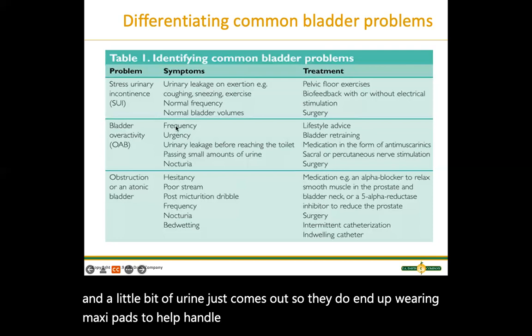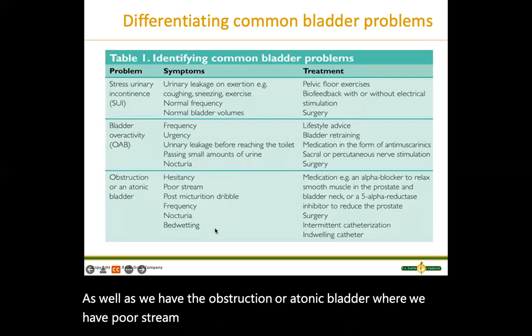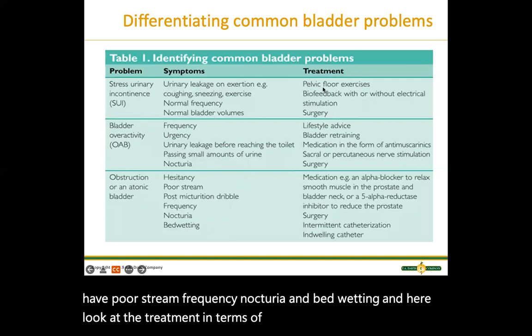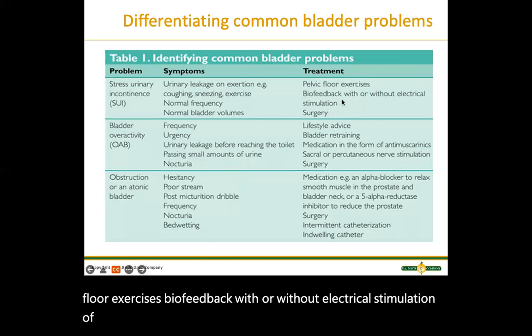We have bladder overactivity, where we have frequency and urgency and leakage before we reach the toilet, as well as the obstruction or atonic bladder, where we have poor stream, frequency, nocturia, and bedwetting. And here, look at the treatment in terms of stress urinary incontinence: pelvic floor exercises, biofeedback with or without electrical stimulation. Of course, you always have the option of surgery. But again, for bladder overactivity, we have bladder retraining.